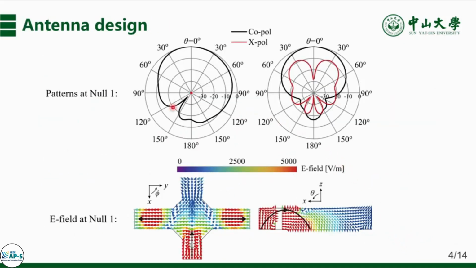In order to verify this mechanism, we checked the radiation patterns at node 1. As we can see, the radiation patterns are exactly broadside. However, because of the strong E vector along the y-axis, this antenna suffers from a large cross polarization.